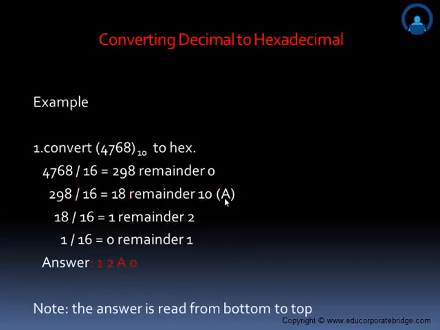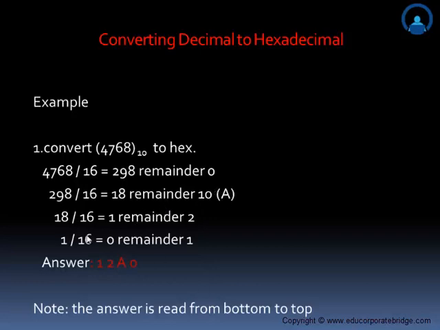Now the difference is here. It is a very important difference to be noticed. As we know, the number 10 in hex is represented by A, the number 11 by B, 12 by C, and so on, the last number F by 15. Therefore this 10 will not be written as 10, instead this 10 will be replaced by A.